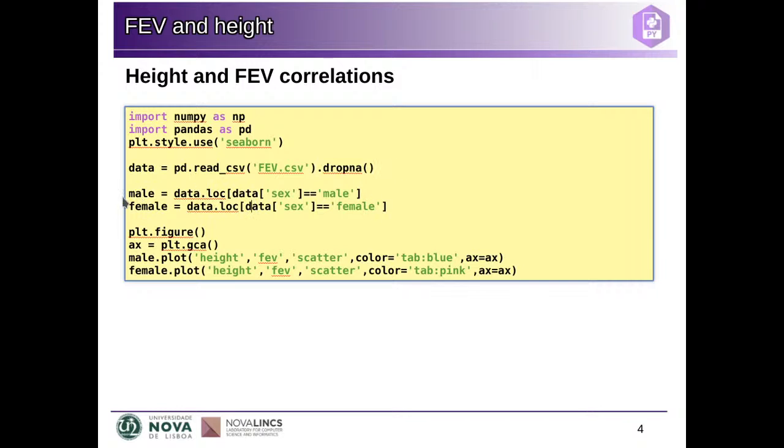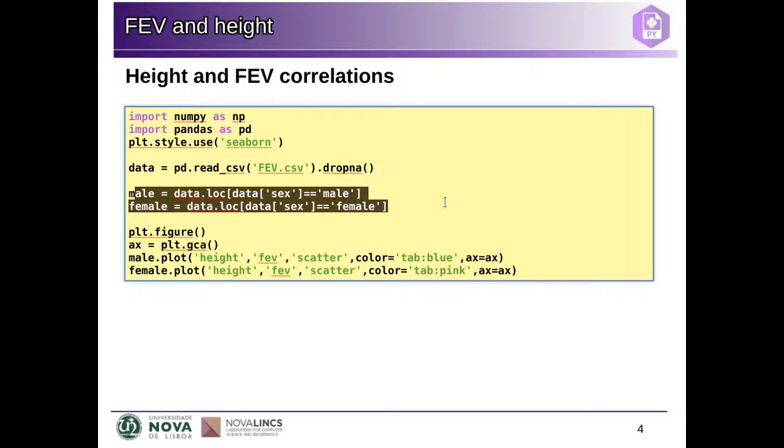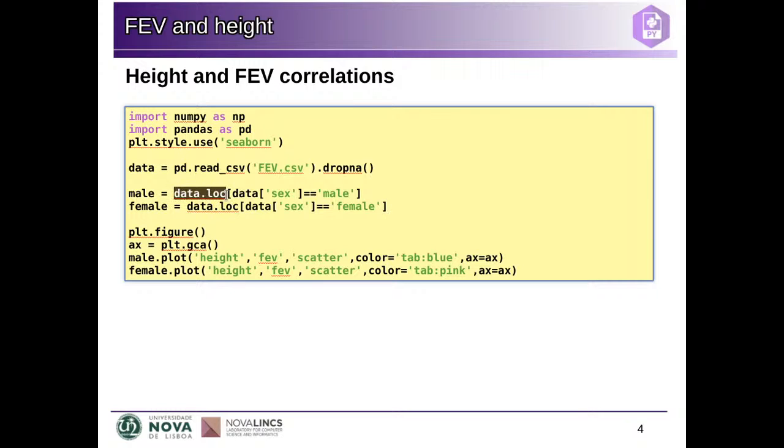Now we're going to separate this into two data frames. So we want the rows corresponding to where the sex is male, and this will give us the male table, and the same thing for female. So now we have male and female being two data frames, one with all the data for female subjects and the other for male subjects. And now we can create a figure, and we can plot the data for male and female.